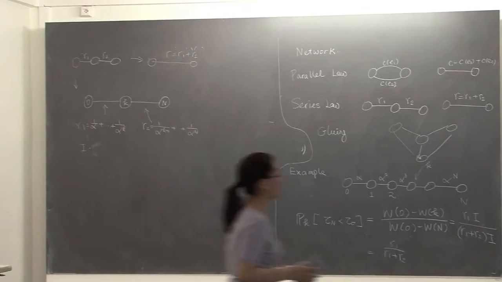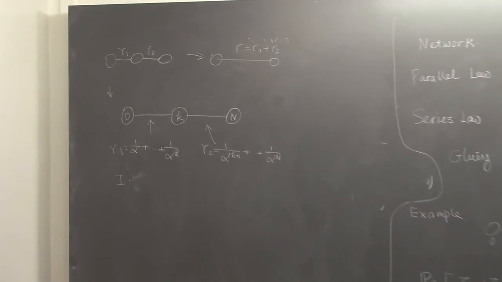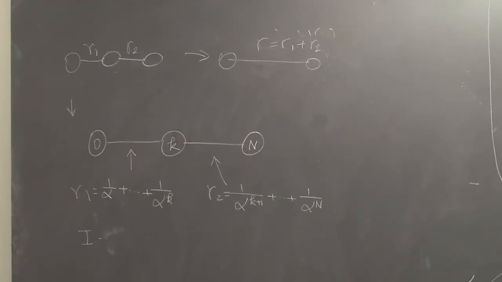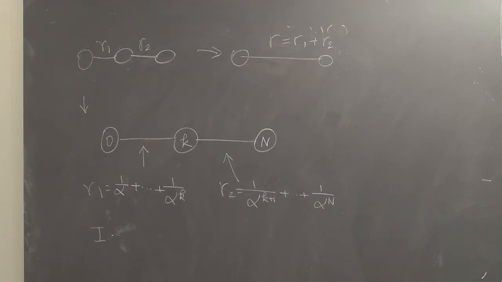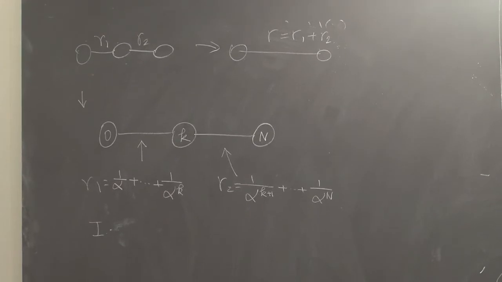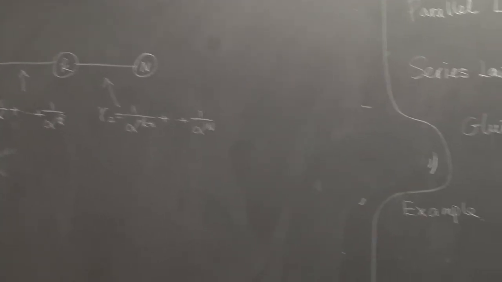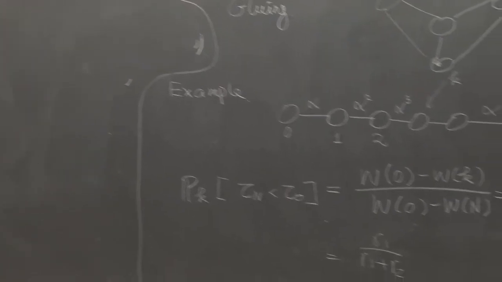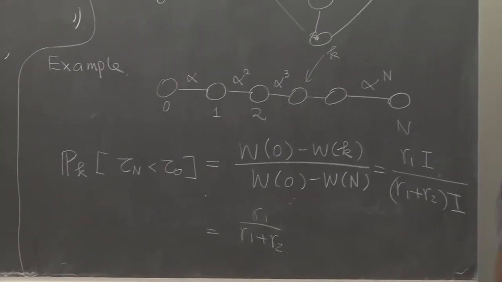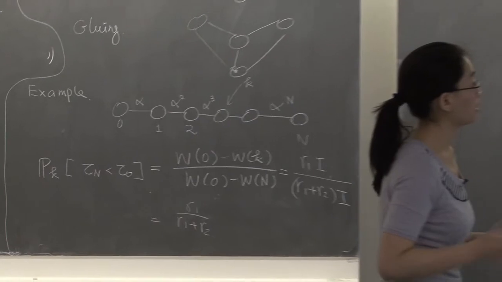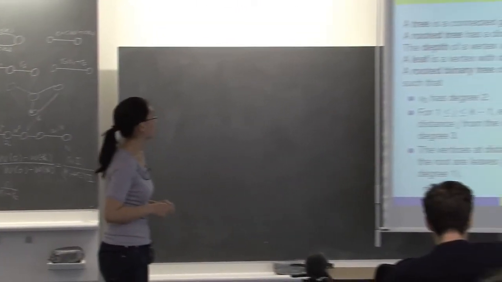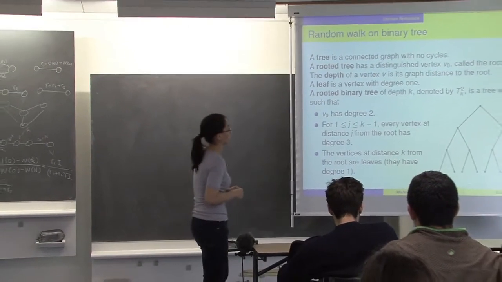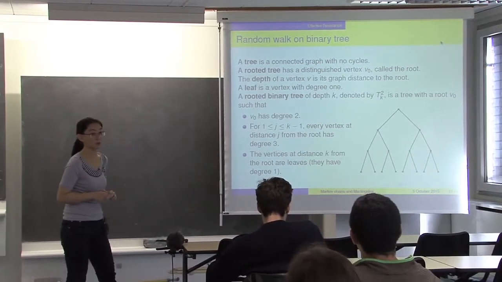In the second example, we calculate the escape probability of simple random walk on a binary tree. First, a page on the precise meaning of a binary tree. A tree is a connected graph with no cycles. A rooted tree just has a distinguished vertex, which we call the root. The depth of a vertex v is its graph distance to the root.